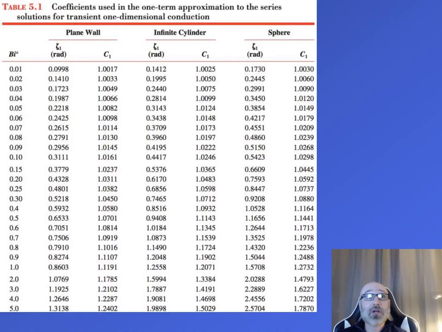Now let's go back and take a look at our textbook here at the table that we referenced, table 5.1, where this gives us the coefficients used in one-term approximations. So again, this is just for the one-term approximation to the series solutions for transient one-dimensional conduction. So very specific. Make sure when you're using these tables, you do look at them and see what they apply to. That's the case here. We can see now we have our Biot number, and we can see our eigenvalue and our coefficients for a plane wall, an infinite cylinder, and a sphere. So we have them for all three of those simple geometric shapes.